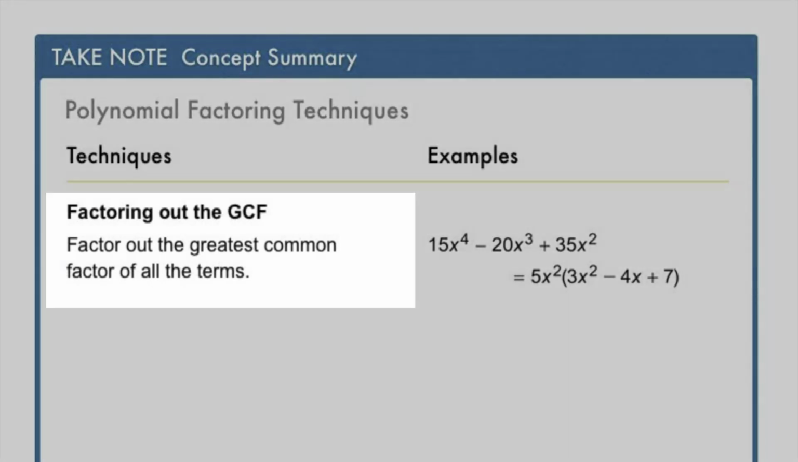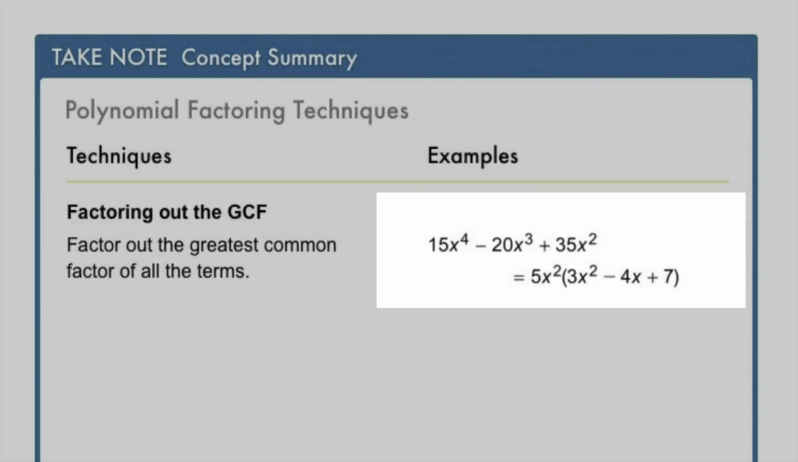First, factoring out the greatest common factor. Factor out the greatest common factor of all the terms. An example, 15x to the fourth power minus 20x cubed plus 35x squared can be rewritten as 5x squared times the trinomial 3x squared minus 4x plus 7.